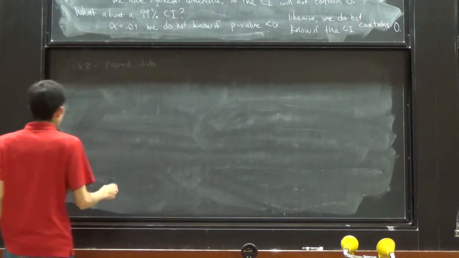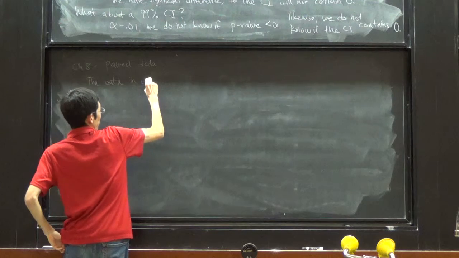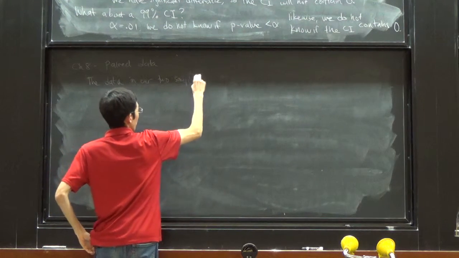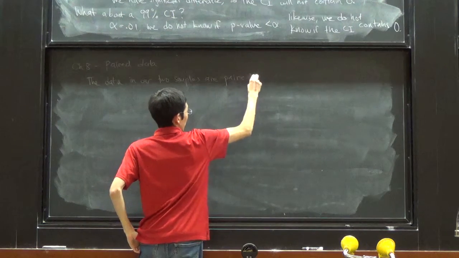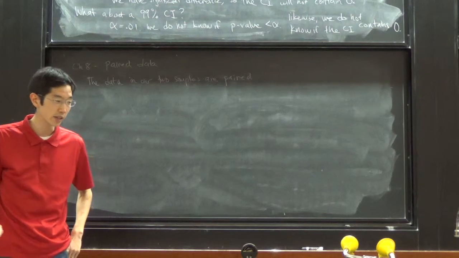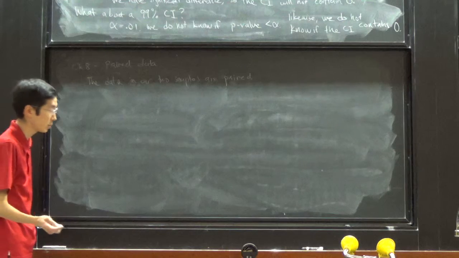So with paired data, the data in our two samples are linked, okay? And a key is that sample 1 and sample 2 must have the same n, okay?